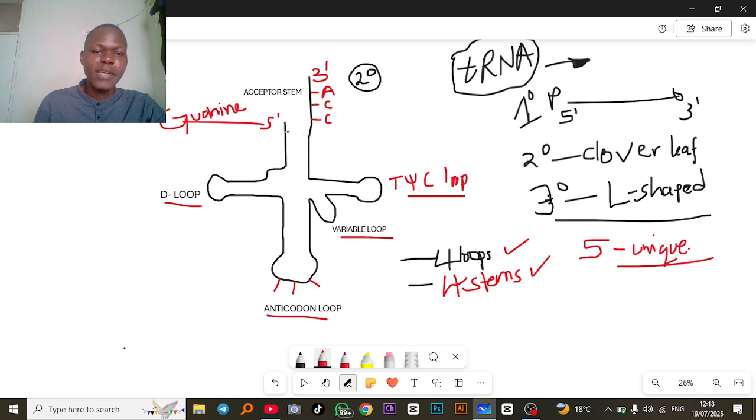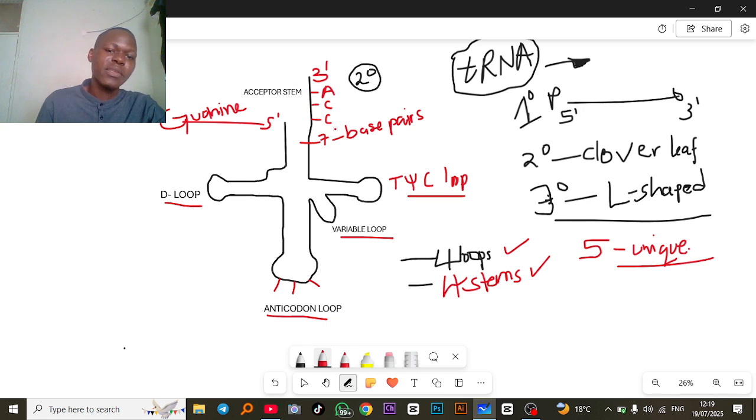And looking at the acceptor stem further, we need to take note that it usually has 7 base pairs in this stem here. So it usually has 7 base pairs. So that's it about the acceptor stem.